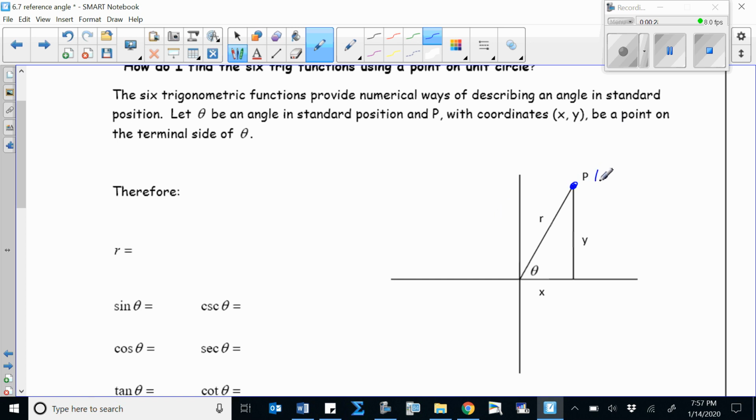This point P has coordinates like X and Y. So if I draw a straight line from P to the x-axis, then this horizontal line is my x-coordinate and this vertical line is my y-coordinate of the point P. If I draw a straight line from P to the origin, then I'm going to have a right triangle here. The angle which is made with the x-axis, I'm going to call that theta and work on this angle to find all the 6 trig functions of this angle.